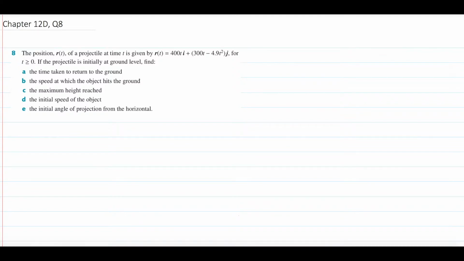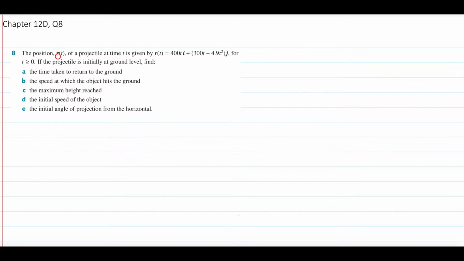Today we are doing chapter 12D, question 8. This is to help you cover the basics of projectile motion, which is part of your vector calculus, vector function chapter, and this is very common in the exam. I just need to make sure that all of you, especially the special students, and if you do physics, this also helps a little bit to understand how to answer these types of questions. So let's have a go.